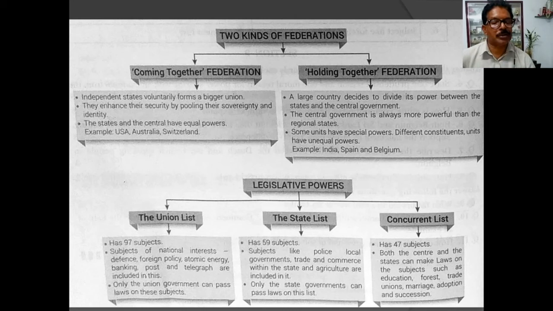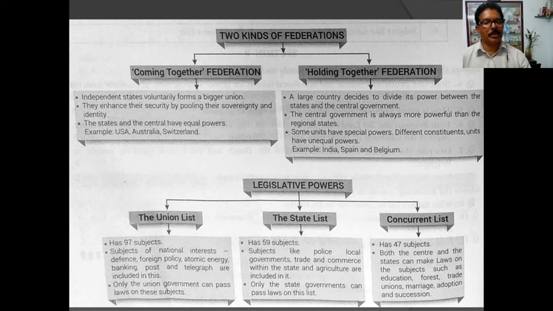In the concurrent list, both the central and the state government can make laws on subjects such as education, forest, trade unions, marriage, adoption, and succession. So please understand this point. In the concurrent list, the central government and the state government both can make laws.